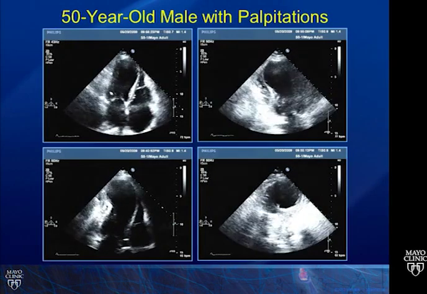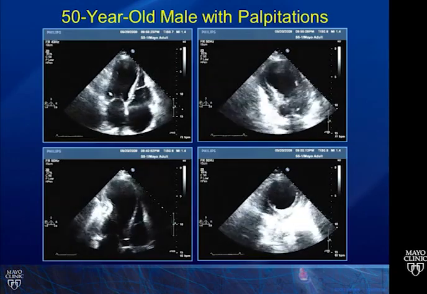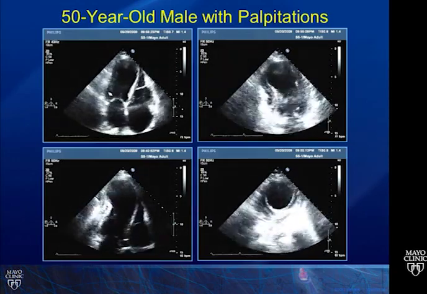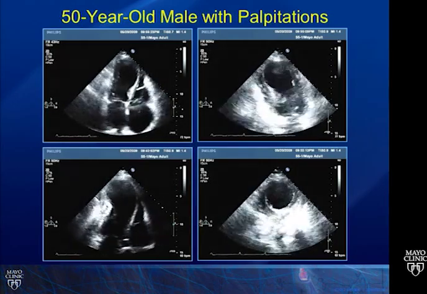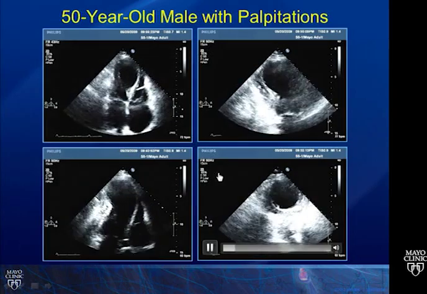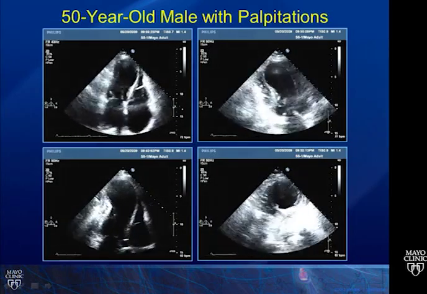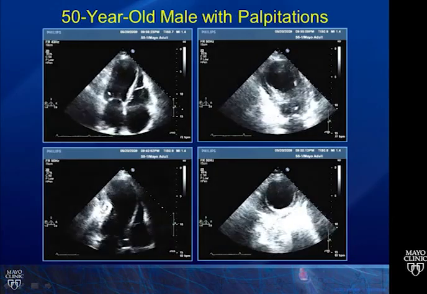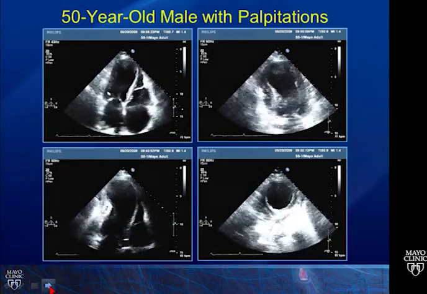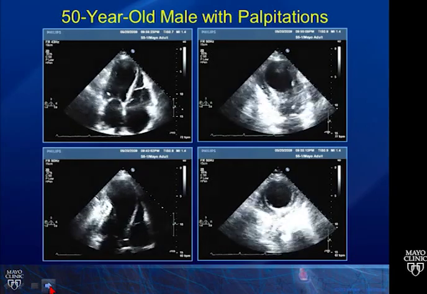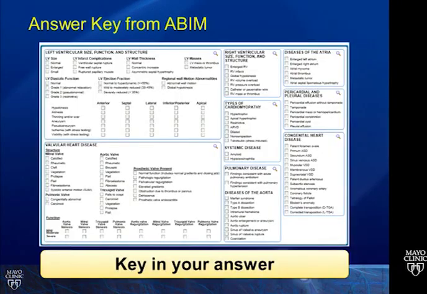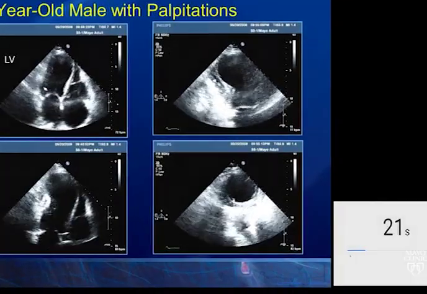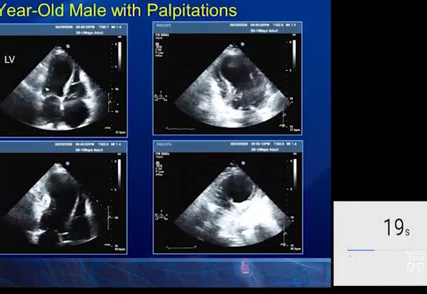All right, case 11, moving on, is a 50-year-old male with palpitations who is getting an echocardiogram because of those palpitations, and you can see several different views. This one might need some explanation, a short axis view of the apex on the right lower hand of your screen. Let's go ahead and key that in now. I'll give you back the important 4 shots that we had there.